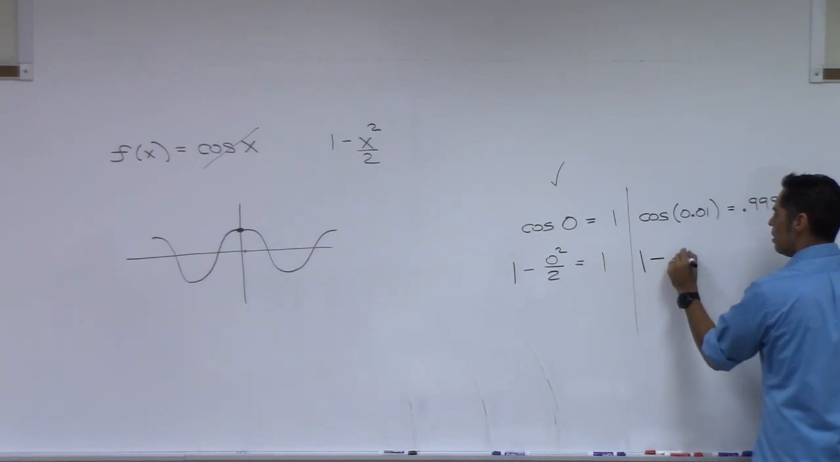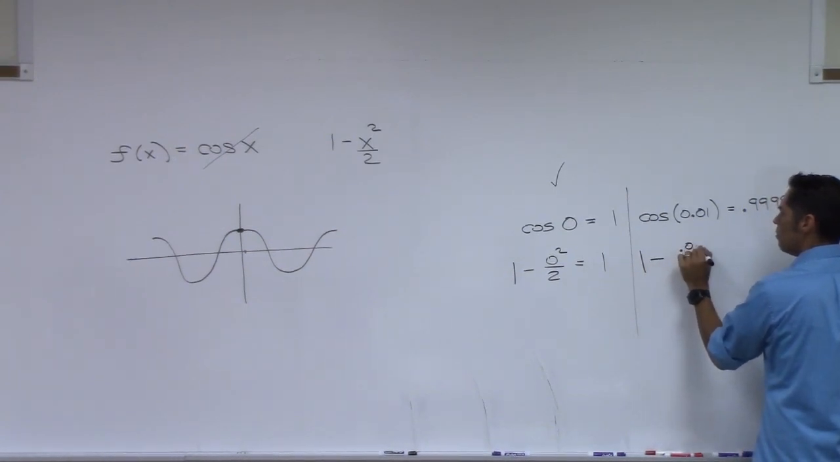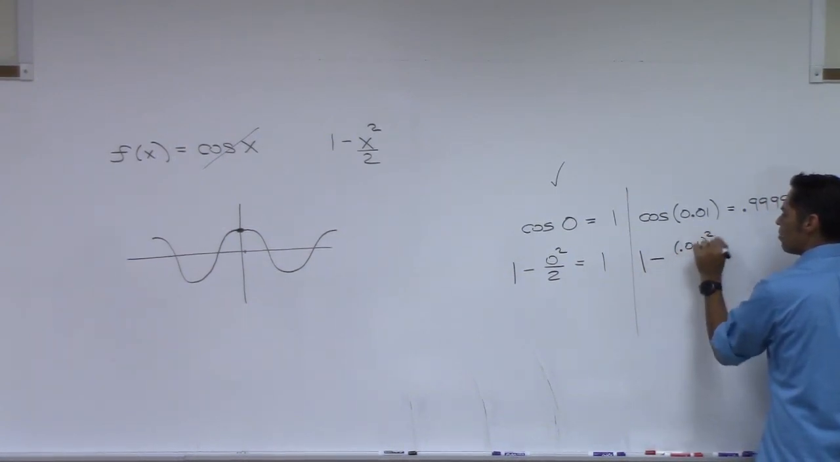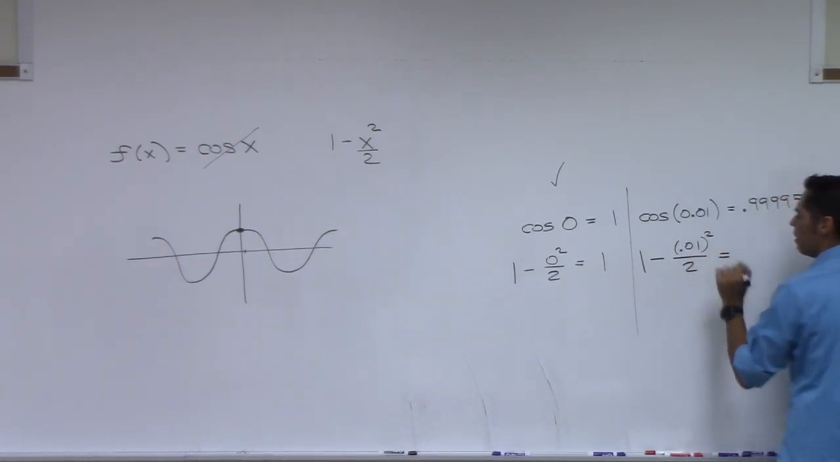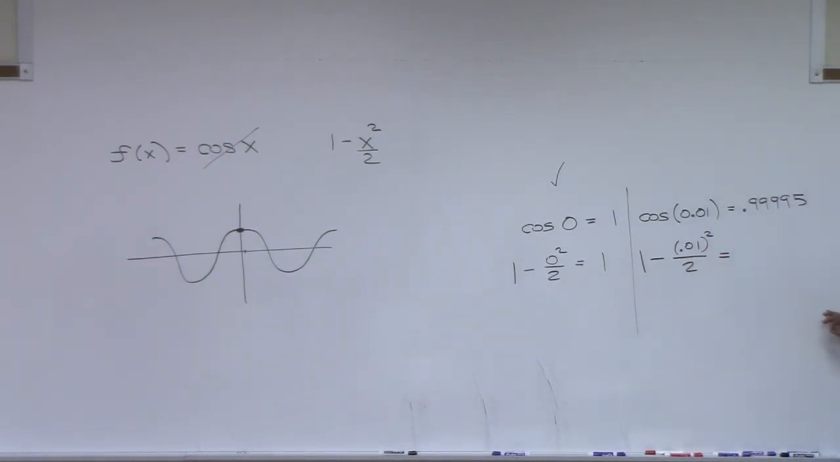1 minus 0.01, that quantity squared over 2. Tell me what you get there. You get 0.99995. It's pretty close, I would say. You did it, right? Okay. So when we're at 0.01, we're pretty close to the same values, yes?